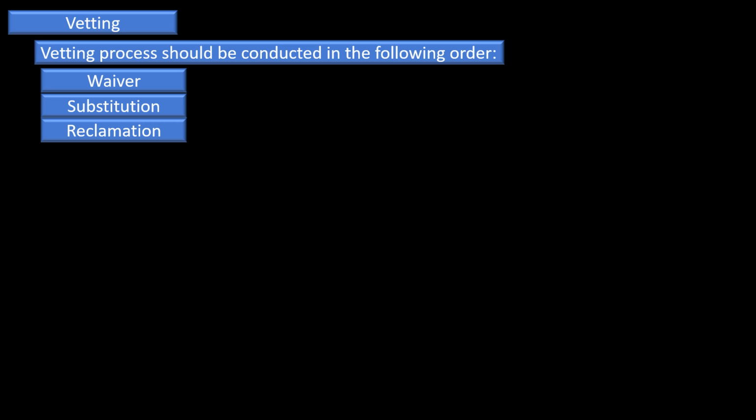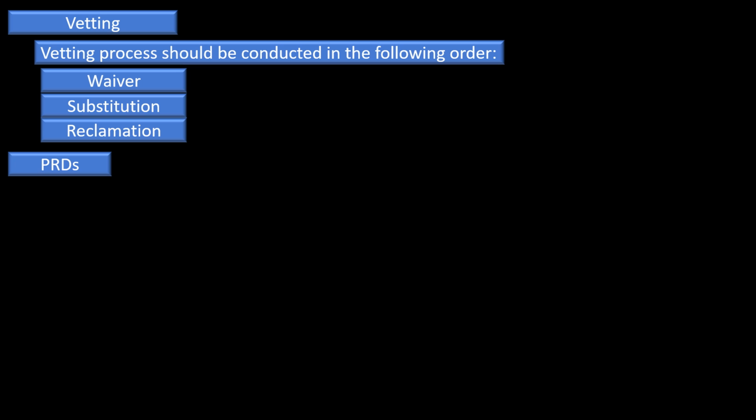Right, so the vetting process. In a later slide, we'll get a little bit more detail on how this works, but when we go to vet who we're going to send on this, we've got an order to go in when we look at alternates. First things first, we're going to do a waiver, see if we can get away with the waiver. If somebody doesn't quite meet all the requirements, and if we can't get a waiver approved, then we're going to look into substitution, and if substitution is not going to work, we're going to have to kick it back up. We're going to have to do a reclamation.